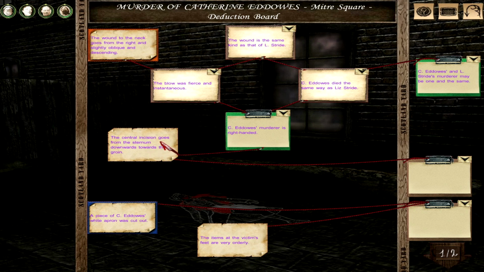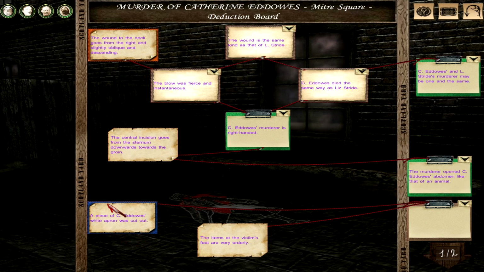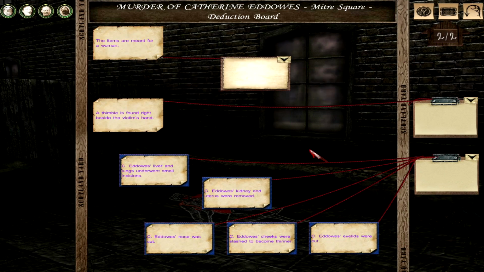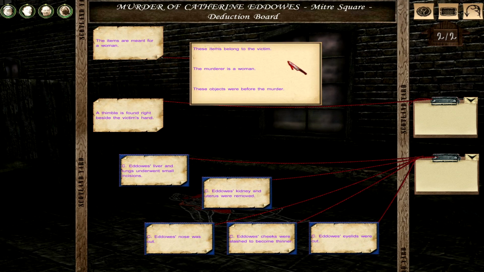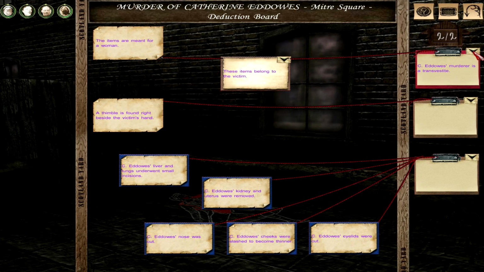The central incision goes from the sternum downwards towards the groin. And Holmes did say that her abdomen was opened up like that of an animal. A piece of her apron was cut, and the items of the victim are very orderly. He is unfeeling and organized. The items are meant for a woman. The items belong to the victim. We know. Oopsie, it's the wrong thing. This one.